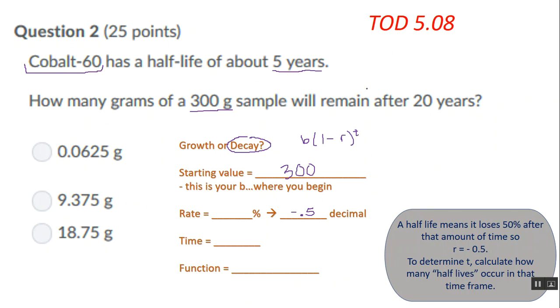The time. Now, to figure out the time, I got to figure out my half-life. So this is where it's a little different. I take the 20 years, and I'm going to figure out how many half-lives, how many 5-year periods are in that. So I'm going to divide it by 5. 20 divided by 5 is 4. So there are 4 half-lives in there. So this is my formula. 300 times 1 minus 0.5 to the 4. And we type that into the calculator. So I'm going to grab my Desmos calculator again.